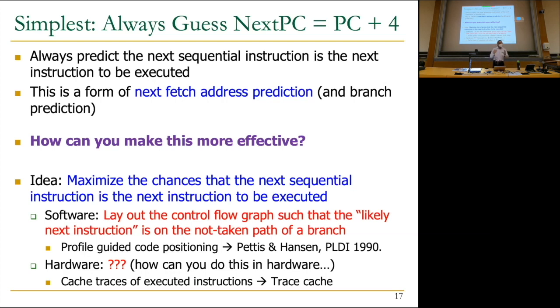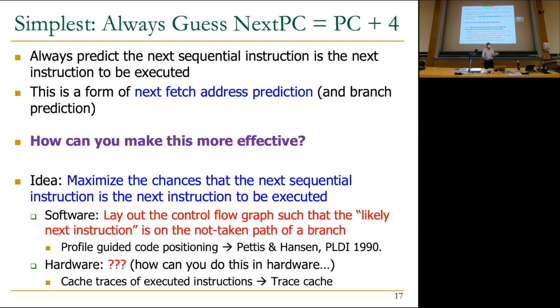Okay, so the point of the slide is, even a prediction method like next PC equals PC plus 4 can be enhanced by software or hardware methods. So don't dismiss any idea as bad. If you have the right support from the software and the hardware, for example, a dynamic compiler can do this. Maybe hardware can do this. Maybe next PC equals PC plus 4 is not a bad prediction mechanism.